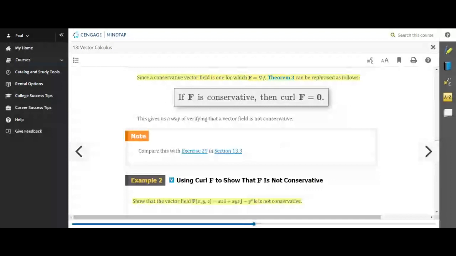So that's one reason why this curl is very helpful. Because again, in section 13.3, you had criteria to determine if a two-dimensional vector field was conservative, but you didn't have criteria to determine if a three-dimensional vector field is conservative.